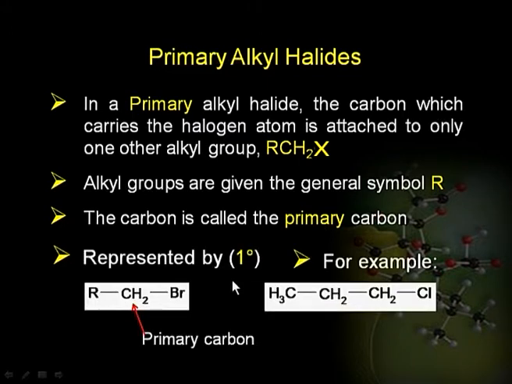The primary group is represented by this 1 degree symbol, and the general formula, as we saw, is RCH2Br. Suppose we have taken bromine as the halogen atom, we have this primary carbon atom which is attached to a single R group. An example of this kind is propyl chloride, where we have a carbon chain of 3 carbon atoms and chlorine is attached to the terminal carbon, the CH2 group here.